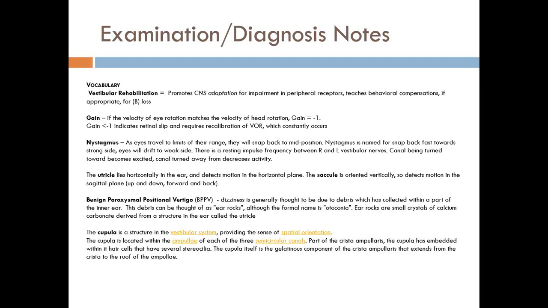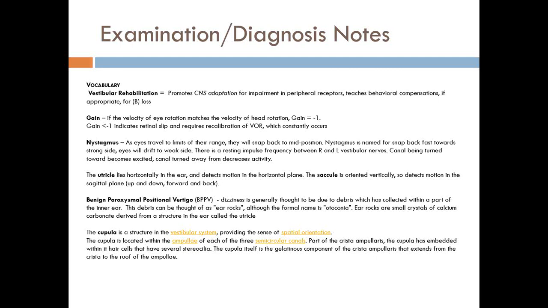Nystagmus. As the eyes travel to the limits of their range, they will snap back to mid-position. Nystagmus is named for the snap back, fast toward the strong eye, and the eyes will drift to the weak side. So there's a resting impulse frequency between right and left vestibular nerves, and the canal being turned to becomes excited. The canal being turned away from decreases activity. And we'll be looking at this closely during the exam portion.